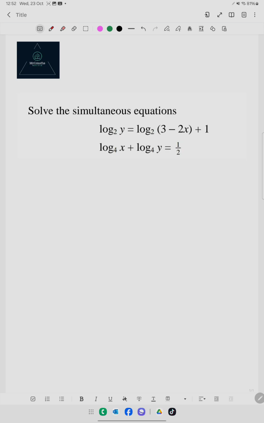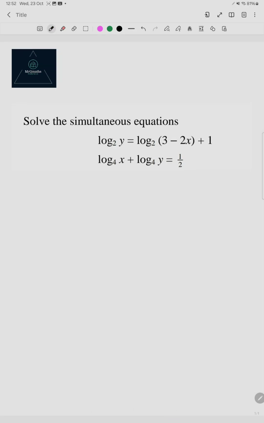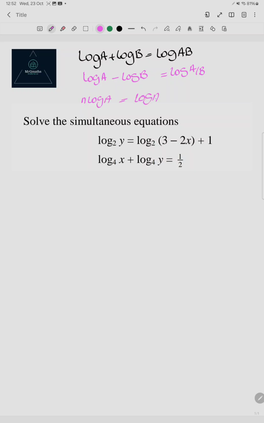One of the first stages here is knowing our log rules. So I'm going to write all the log rules that I'm going to need here. We know log A plus log B is log AB. Notice that I don't have any particular base, which means the base could be anything. Log A minus log B is log A over B, and n log A is the same as log A to the power of n. Hopefully that should be all the rules that we're going to need in this case.